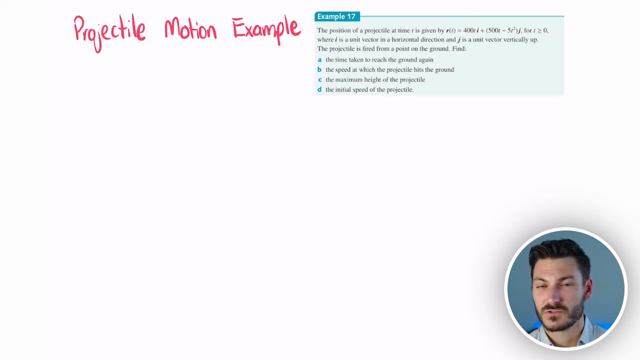Part A wants us to determine when it reaches the ground again. Presumably it's fired from the ground, so we just need to determine when the j component equals 0. Forget the i component, it's just the height. When that equals 0, we're good.